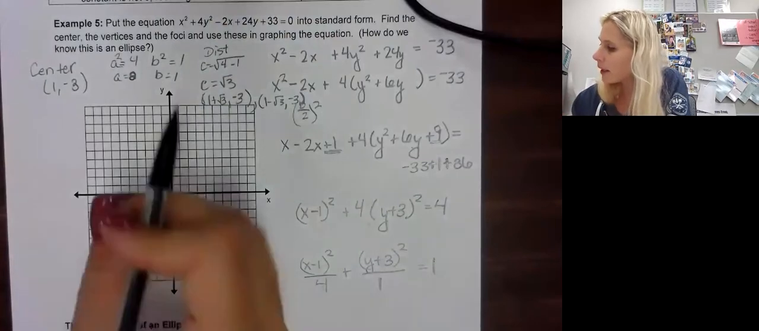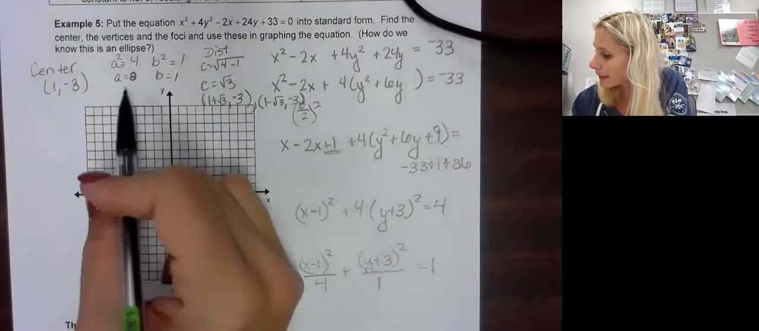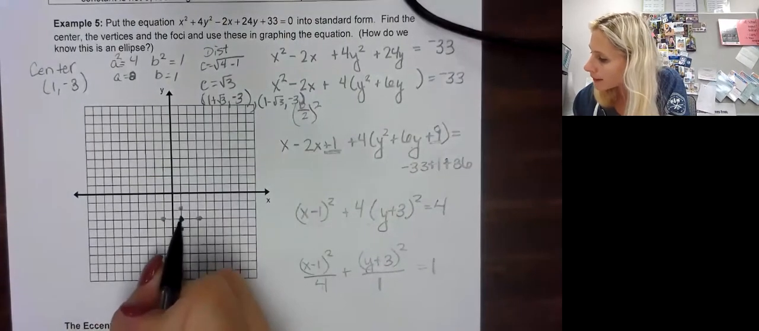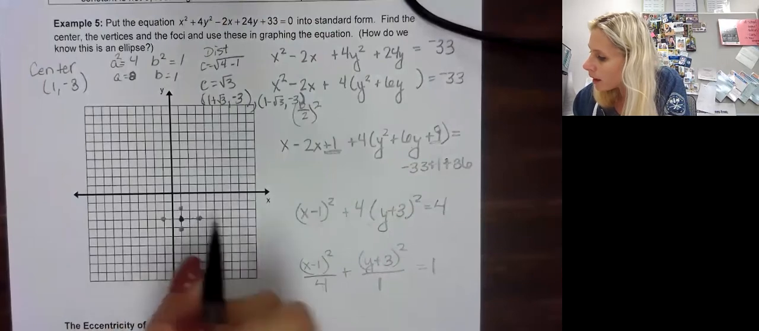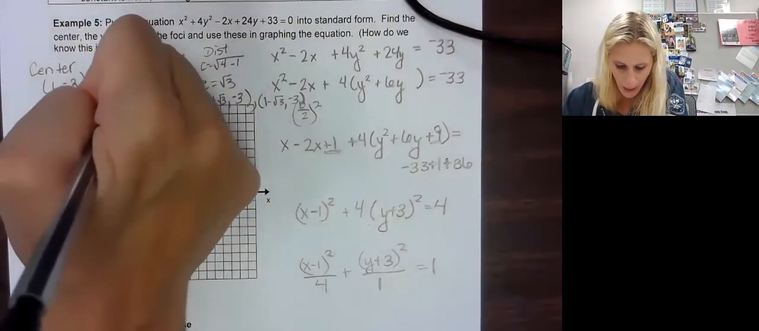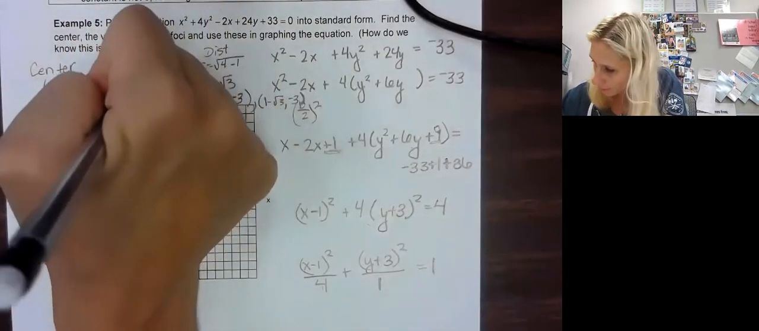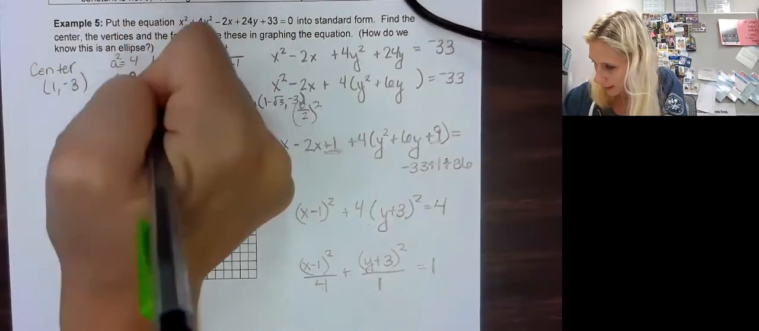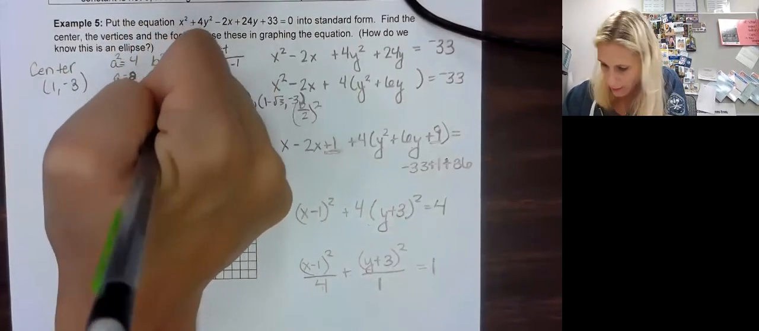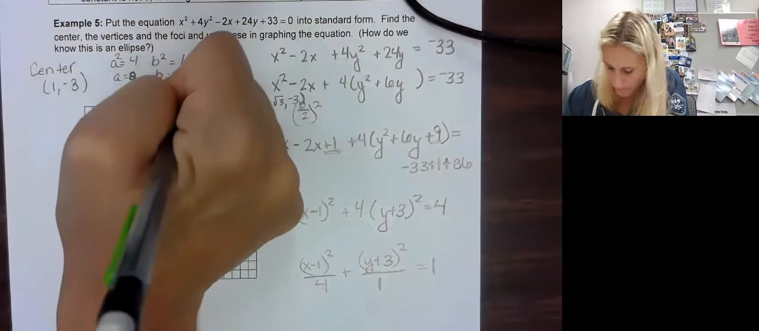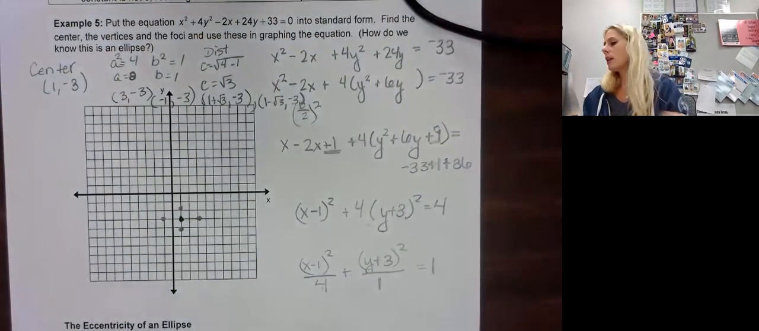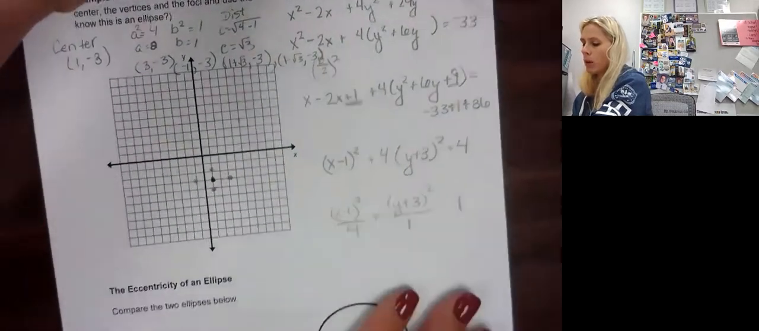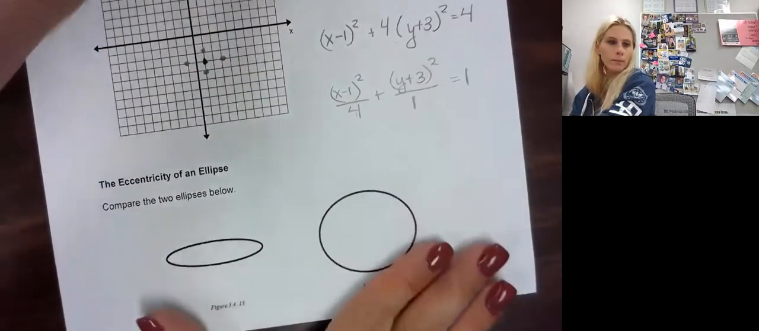Okay, now it did tell me to label the vertices. So as you can see, it was 2 away from the center. So that would be (3, −3) and (−1, −3). Okay, just making sure we get all those points of what the question was.